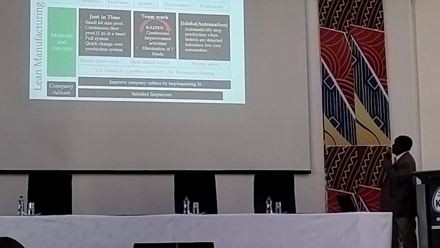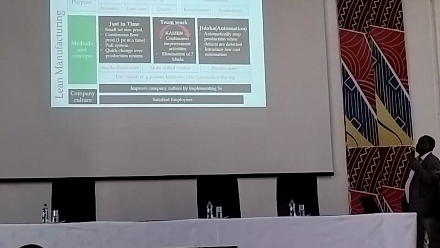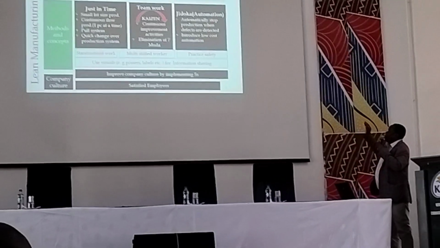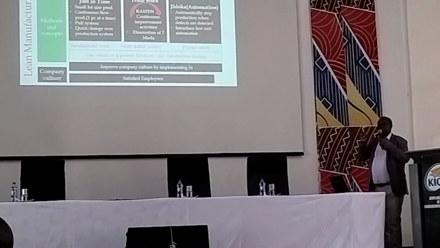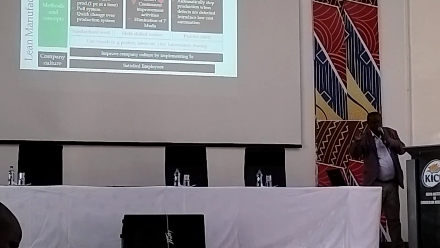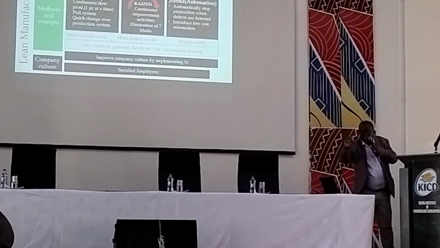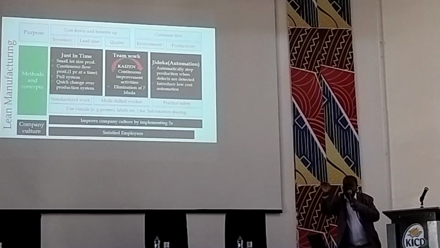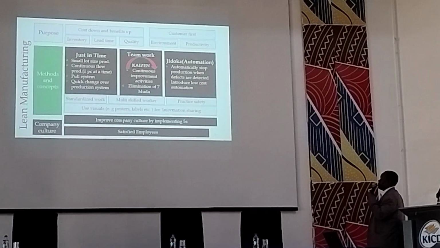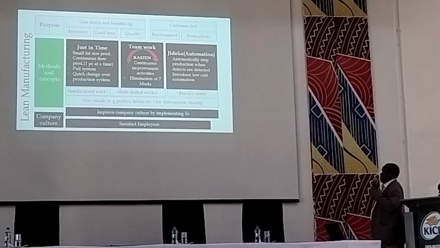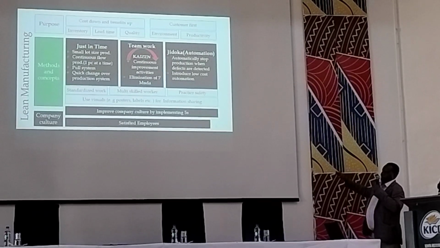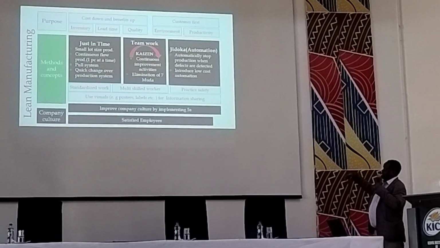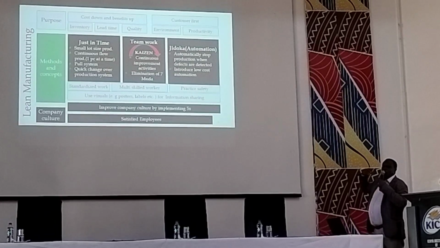Now, Jidoka is the third pillar. That one is about the introduction of low-cost automation and making sure that in your production system, whenever there is a defect, you can quickly stop the process. That's all about Jidoka. And you need to have standardized work, as we are going to see the benefits of that later.